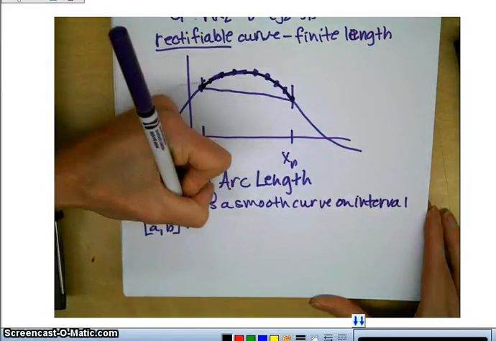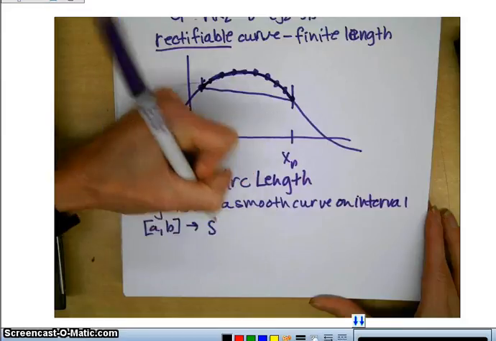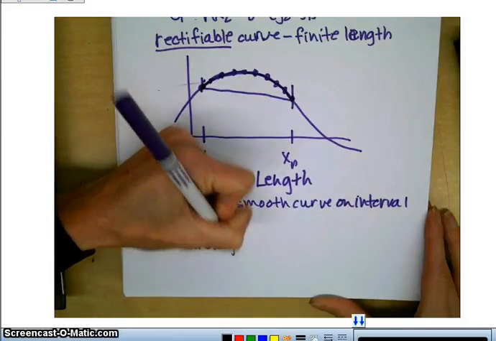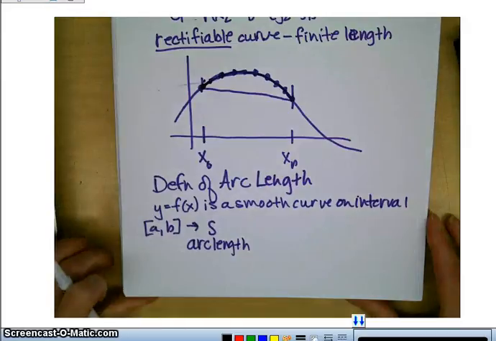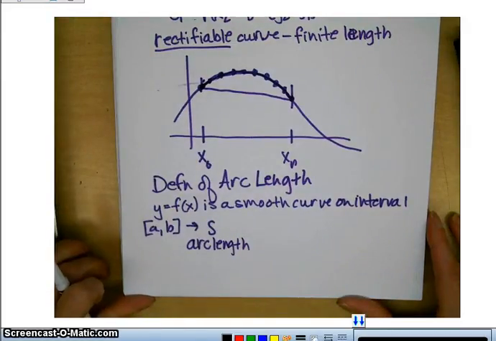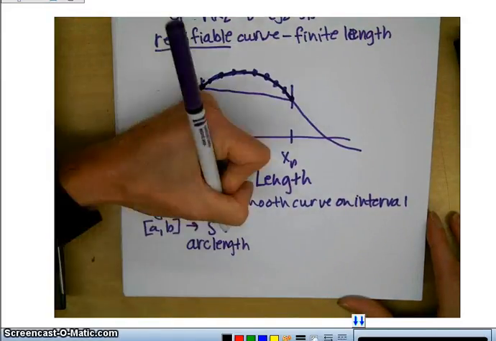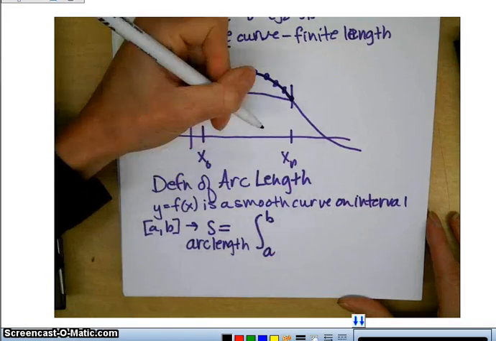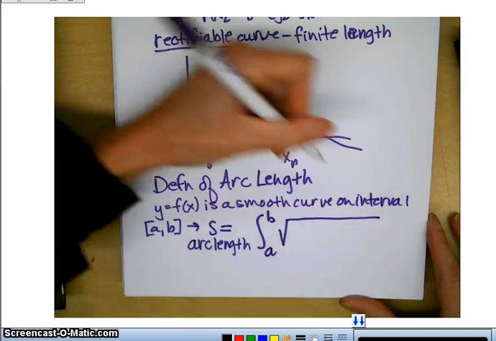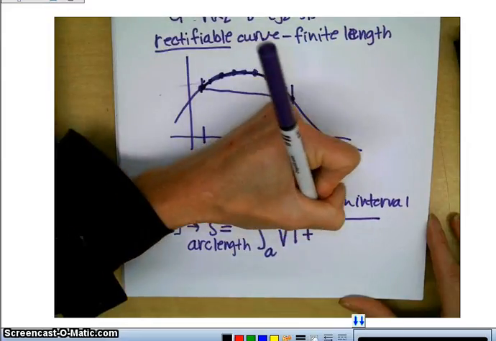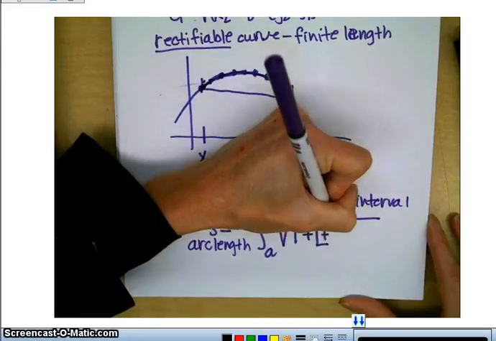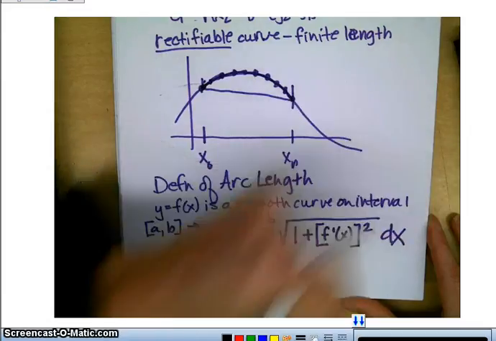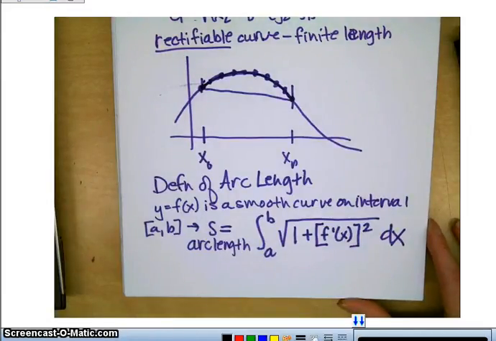Then the arc length, which is called S. S is arc length, which was actually the same arc thing that you used in pre-calc when you talked about arc length. S, little s, is equal to the integral from A to B of the square root of 1 plus f prime of x squared dx.